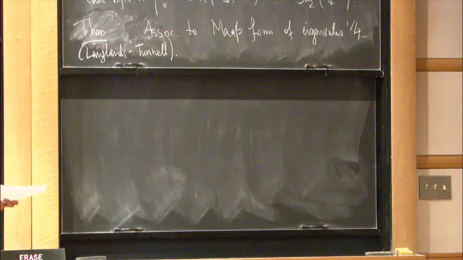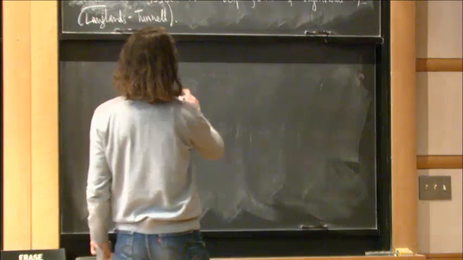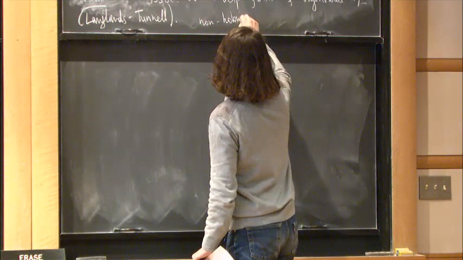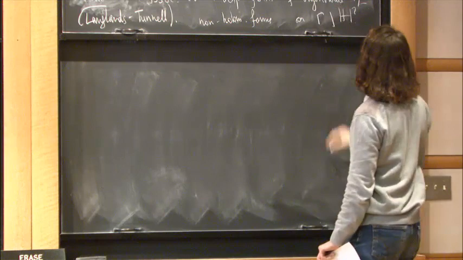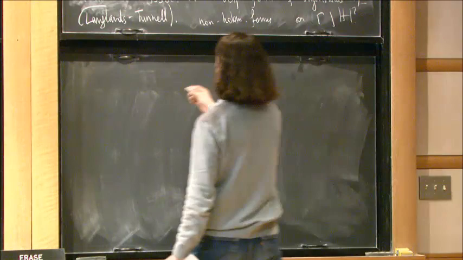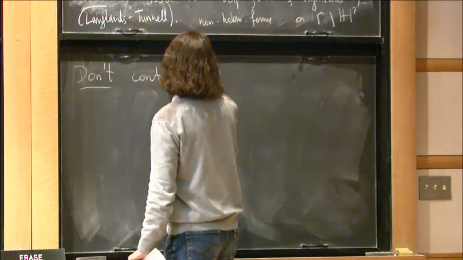Okay, let me explain what happens. So there is some kind of automorphic object, which is a non-holomorphic modular form. So these are non-holomorphic forms on this modular curve, H2 mod some gamma. But they don't contribute in any way to the homology of the modular curve.